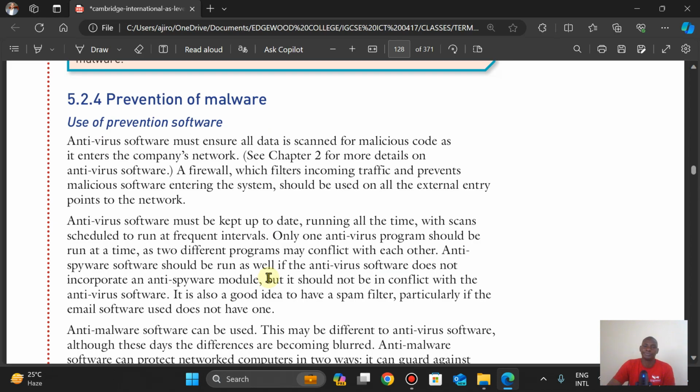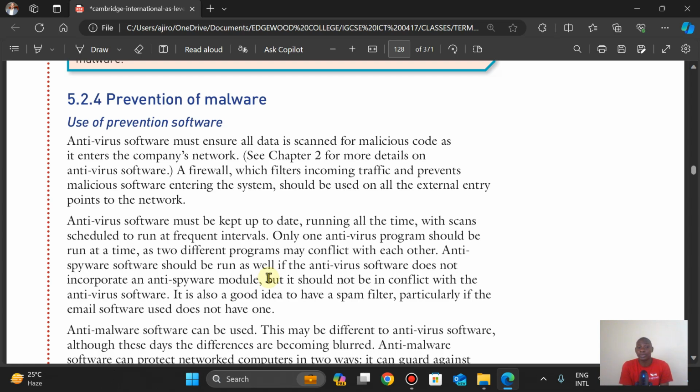Prevention of malware. How do we prevent malware? We talked about antiviruses, which must ensure all data is scanned for malicious code as it enters the computer network. A firewall filters incoming traffic and prevents malicious software entering the system. It should be used on all external entry points to the network.